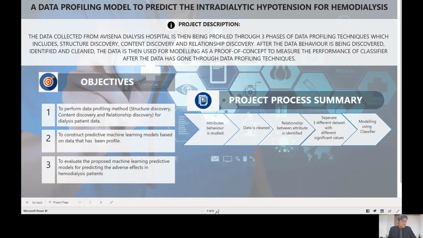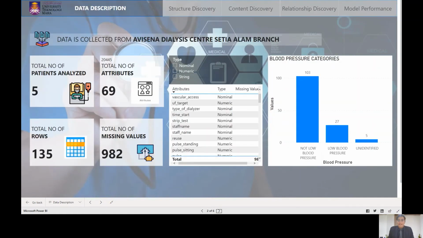Next, on the second page, we have the data description page. In this page, the raw dataset behavior was explained. The dataset came from the Setia Alam branch of Avicenna Dialysis Center. This study employed data from 5 patients, including 69 raw attributes and 135 raw instances. This dashboard also displayed the overall number of missing values and the type of raw data.